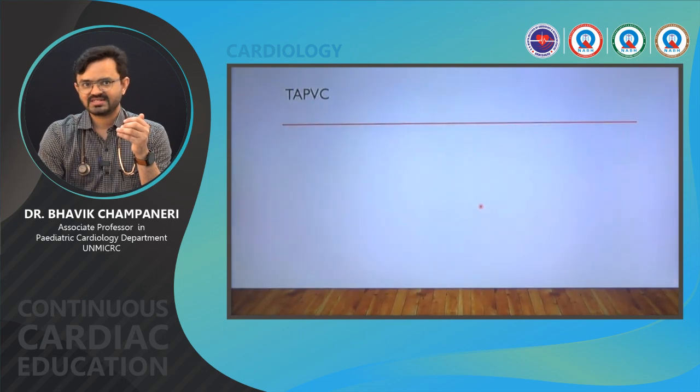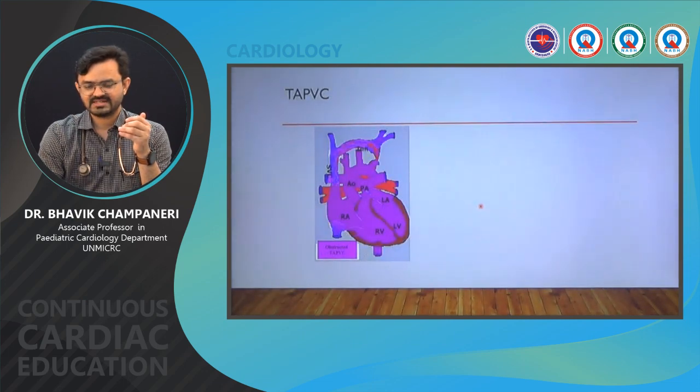These are examples of TAPVC. This is an example of obstructed supracardiac TAPVC. As you can see, the pulmonary veins are forming a common chamber which is draining through an ascending vertical vein, as you can see here, into the innominate vein, and this ascending vertical vein has a stenosis. So that's why this is an example of obstructed supracardiac TAPVC.